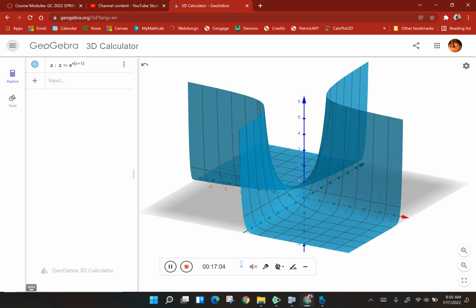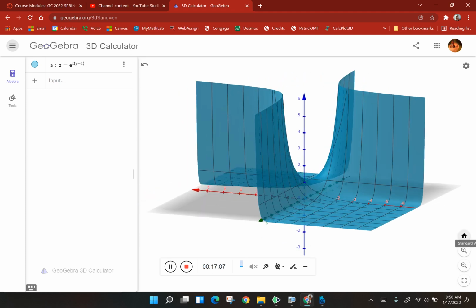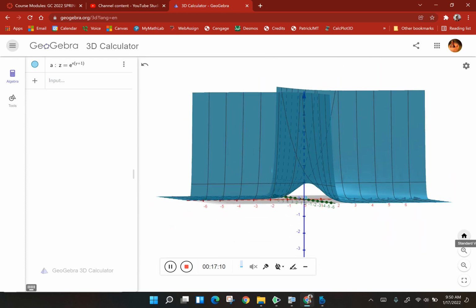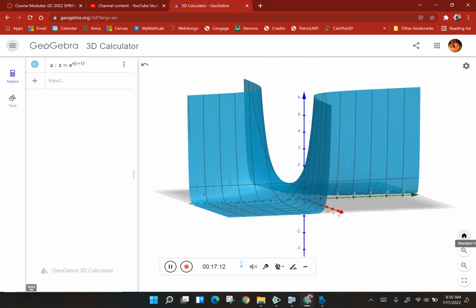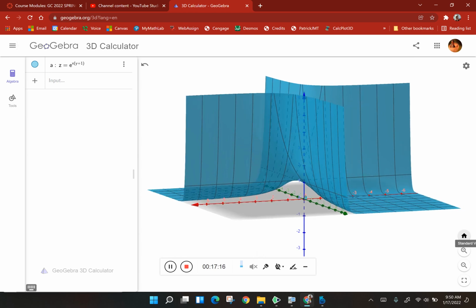That's a much better view. That is a lovely saddle. And a beautiful graph too. Kind of cool looking. Yep, there's our saddle. Love it.